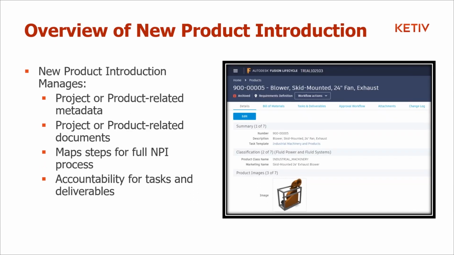So when we think of new product introduction from the perspective of Fusion Lifecycle, there are a few processes that it manages out of the box. First, we have project or product-related metadata. So information like descriptions, sizes, shapes, who's approving it, who's in charge of it, pictures. There's a lot of metadata typically that we want to manage.